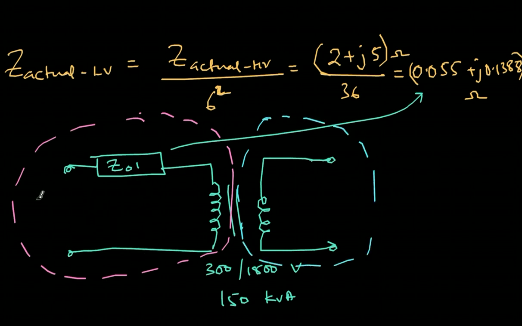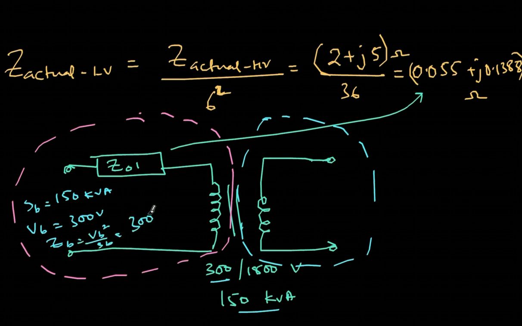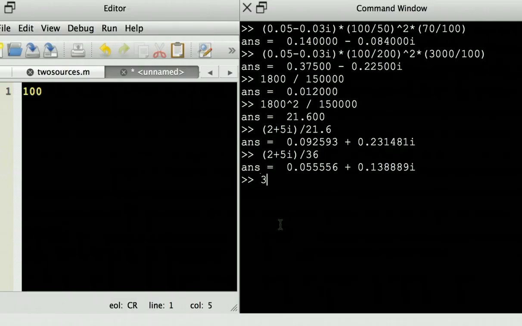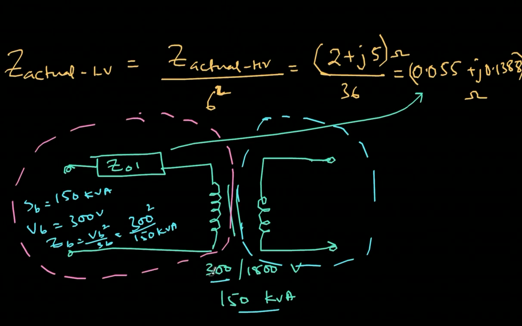So what is the S base here? S base of course is 150 kVA because this is the same for both sides, whereas the V base is 300 volts. Therefore Z base will be V base square by S base, 300 square divided by 150 kVA. Again, be careful with the units. So 300 to the power of 2 divided by 150 kVA, I'll just use 1000. So I am getting 0.6 ohms. So 0.6 ohm is the base.